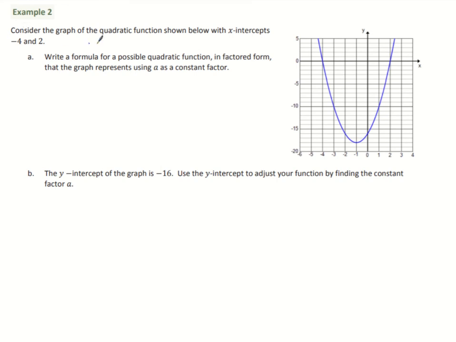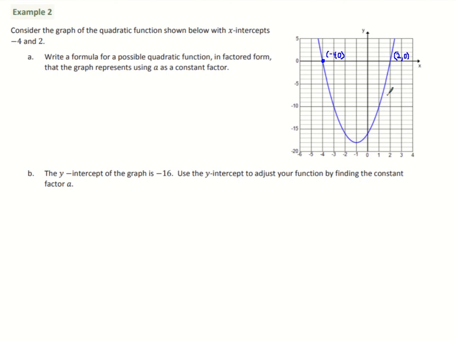it asks us to consider the graph of the quadratic function shown below. We have this picture here with x-intercepts -4 and 2. So that's the good news. We don't even need to find out what those x-intercepts are. We've got this x-intercept at -4, 0. And we've got this one at 2, 0.